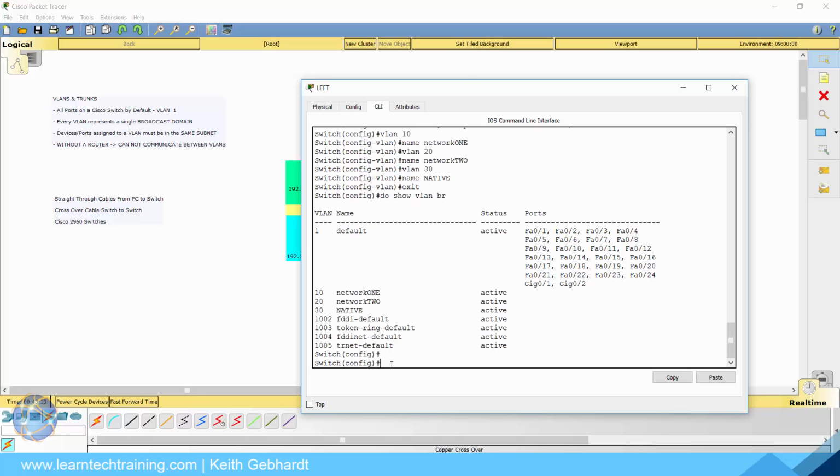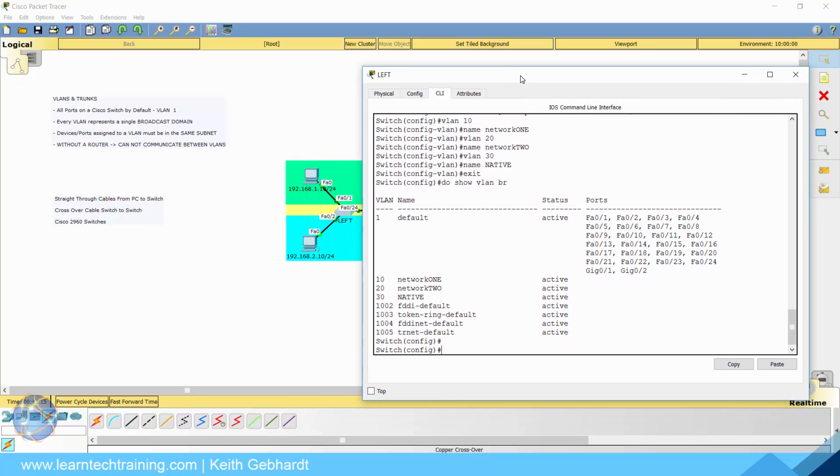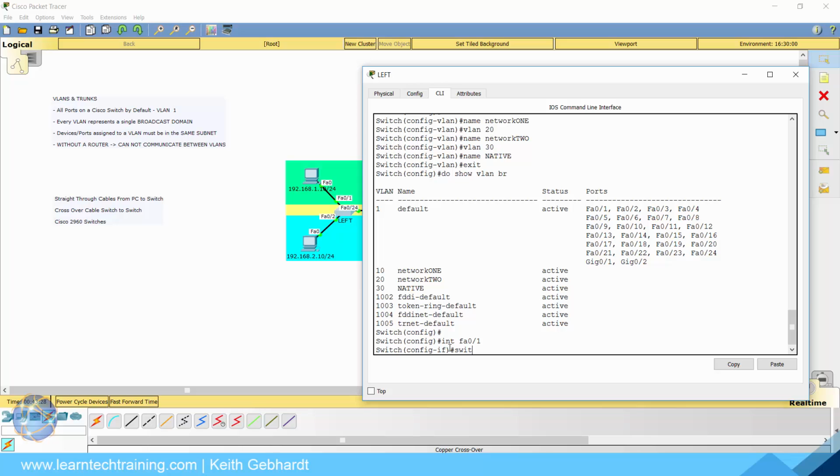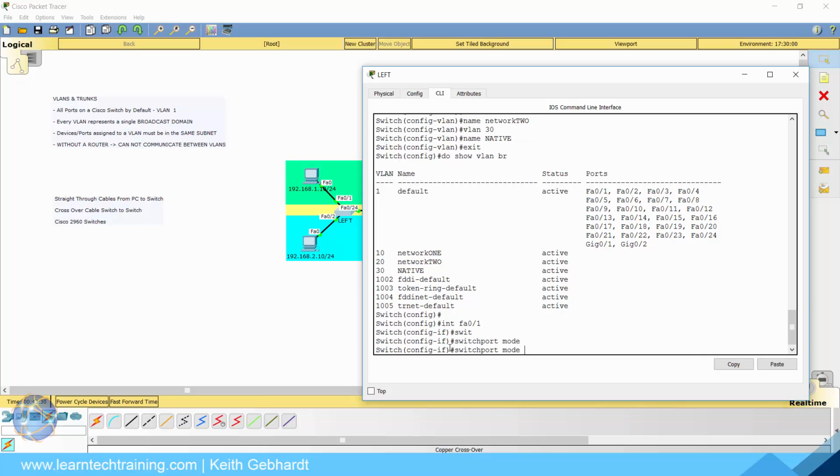So from here, now we just need to configure the interfaces. If I just move this over and look at the interfaces on my switch, you can see this computer, 1.10, is plugged into Fast Ethernet 0/1 on the switch. 2.10 is plugged into Fast Ethernet 0/2 on the switch, right? So if I go into interface Fa0/1, I just need to say switchport mode access.